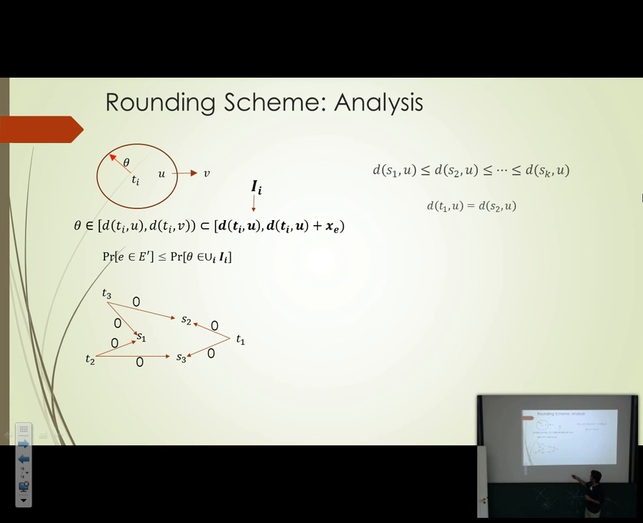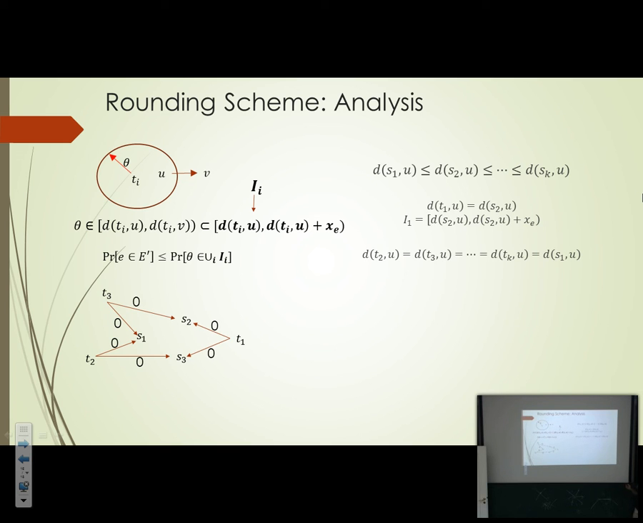T1 has to go through either S2 or S3. Now, S2 is closer to U than S3, so the shortest path from T1 to U will be through S2. So the distance from T1 to U is equal to this. So the interval I1 is this, where the distance from T1 to U is equal to the distance from S2 to U.